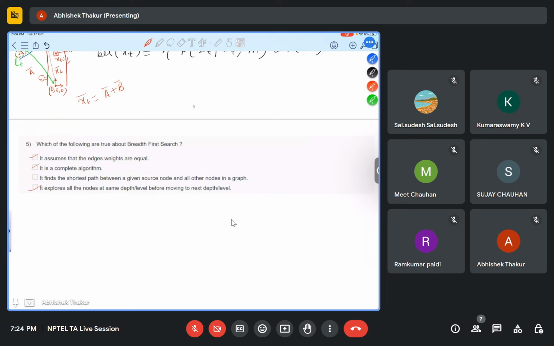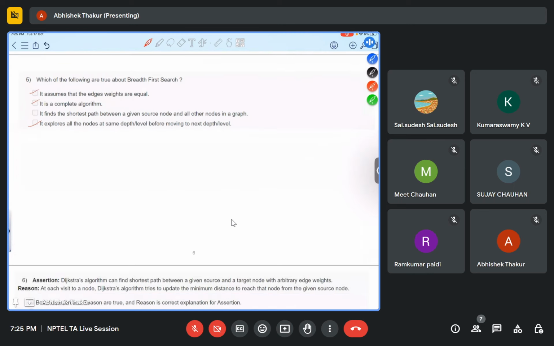We'll also see about this breadth first search algorithm. Let's suppose we'll take the example which was taught in the classroom.